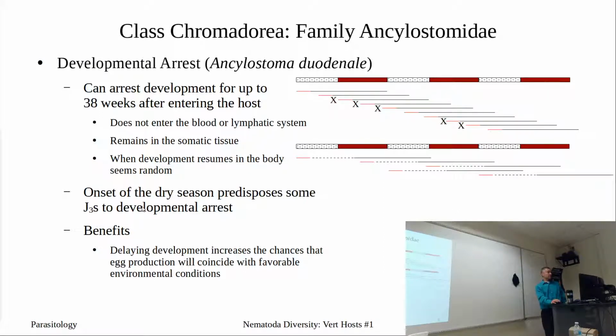Ancylostoma duodenale needs this. It's 1 year. If you have a worm that lives 3 to 5 years, like Necator, hey, you've got multiple periods where that worm is going to be dropping eggs and its offspring can survive. So you don't really need to do this developmental arrest.